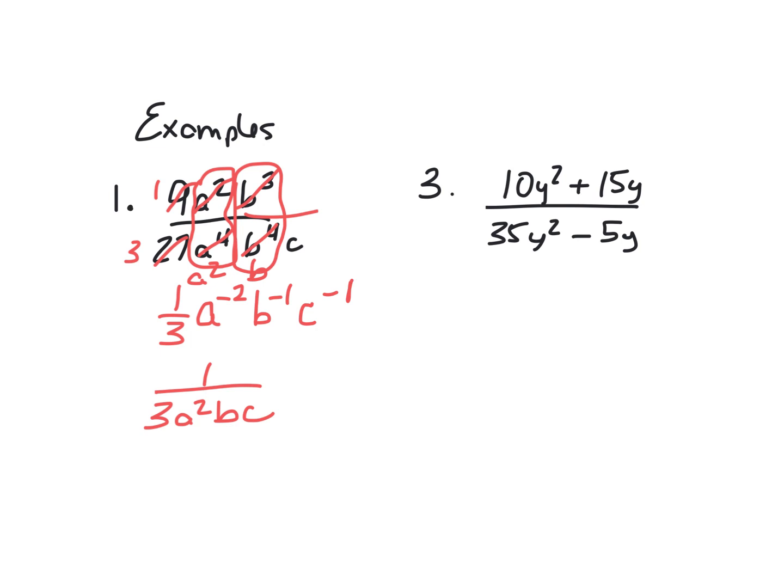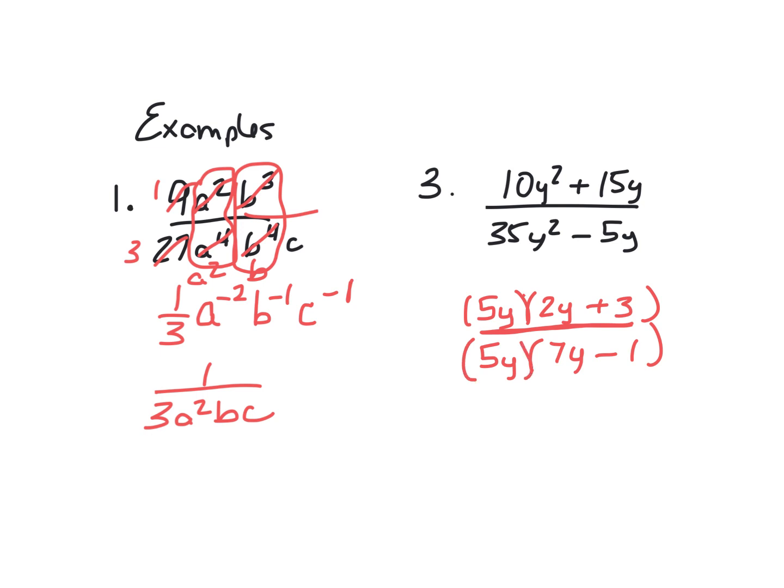Number 3, now we're talking about a binomial divided by another binomial. So typically, students will think they can just cancel these y squareds or cancel those y's, but since it's a binomial, we need to factor completely before we do any canceling. First step in factoring is to take out the greatest common factor. So on the top of the first one, I could take out a 5y, which will leave me with 2y plus 3. On the bottom, I could also take out a 5y, which would then leave me with 7y minus 1. And then these are like factors, and so this 5y now would cancel. And you're left with 2y plus 3 over 7y minus 1.